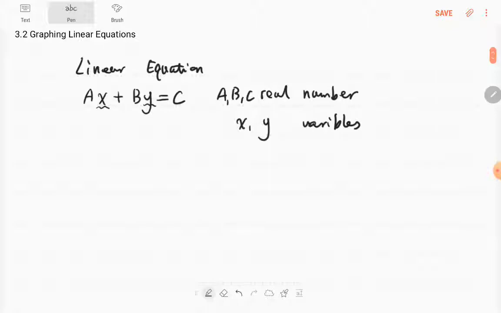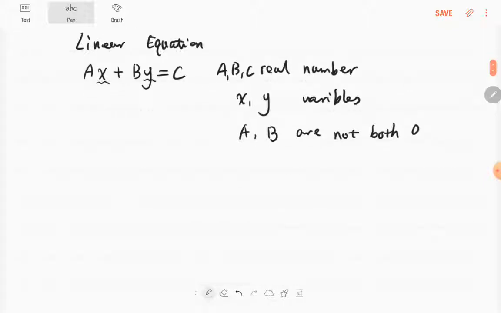And we have another rule: a, b are not both 0. So if a is 0, then b cannot be 0 at the same time. If b is 0, then a must not be 0. So they cannot be 0 at the same time. And we will say this, ax plus by equals c, is the standard form. This form is called the standard form of the linear equation.